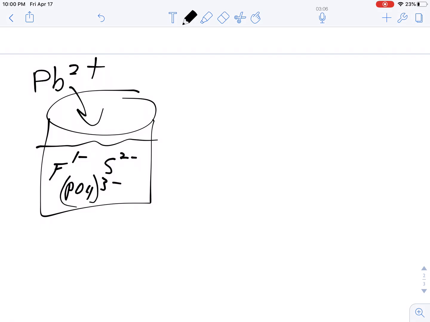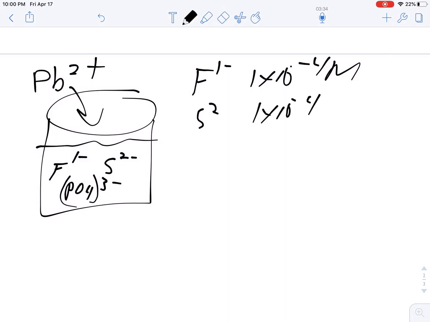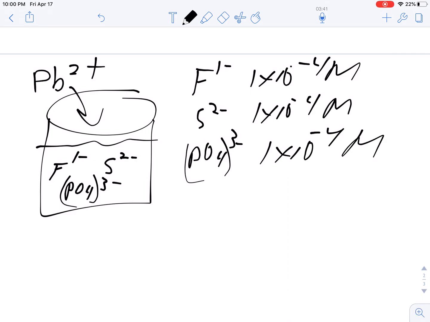The concentration of the fluoride, the sulfide, and the phosphate are all the same. That part we know. So the fluoride is 1 times 10 to the negative fourth molar. The sulfide is 1 times 10 to the negative fourth molar. And the phosphate is 1 times 10 to the negative fourth molar.